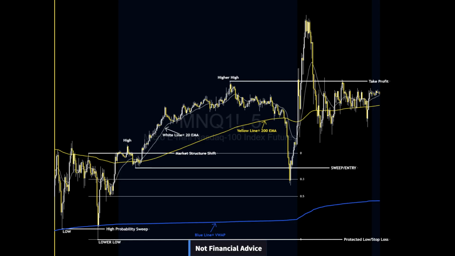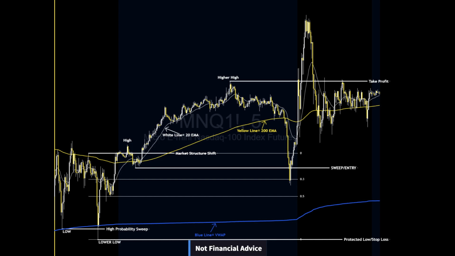On top of that, the 20 EMA, 200 EMA, and the VWAP were all in agreement. Price was trading above the VWAP, which gave strong bullish confirmation. The short-term trend, the bigger trend, and that fair value line were all pointing in the same direction as well, which also added to that strong confluence.